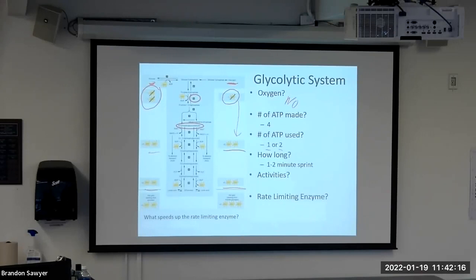Okay, so what kind of activities would you say exemplify the use of this one? An activity that would last 1 to 2 minutes, like an all-out 1 to 2 minute sprint. What kind of sprint? Yeah, exactly. 400, 800, something like that. Even if I do it fast, but 2 minutes. Those middle distance type events are the ones that really exemplify the use of this.